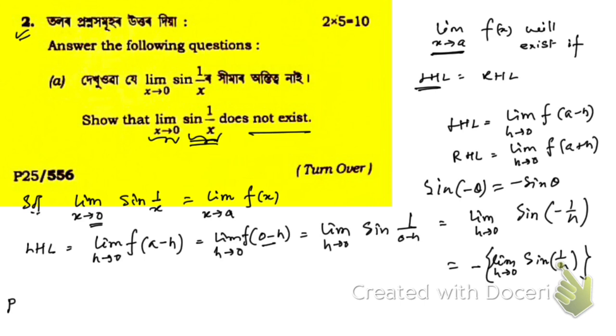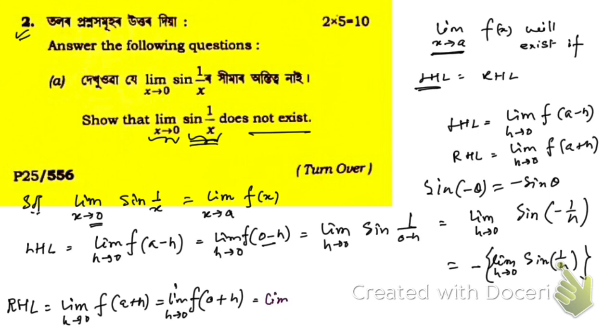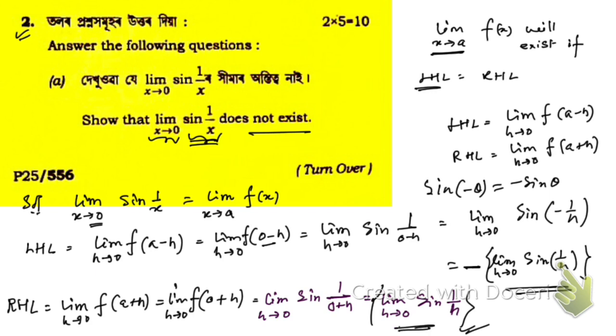Similarly, if you find the right hand limit, that's going to be limit h tends to 0 f of a plus h. So instead of a we're going to put 0 plus h here. The function is sine, so we can write limit h tends to 0 sine of 1 by 0 plus h, simply h. So if you see the difference between these two results, this is the right hand limit and this is the left hand limit. Here we have got negative and this is positive, which is not equal to the left hand limit, right? So that's why this limit doesn't exist.